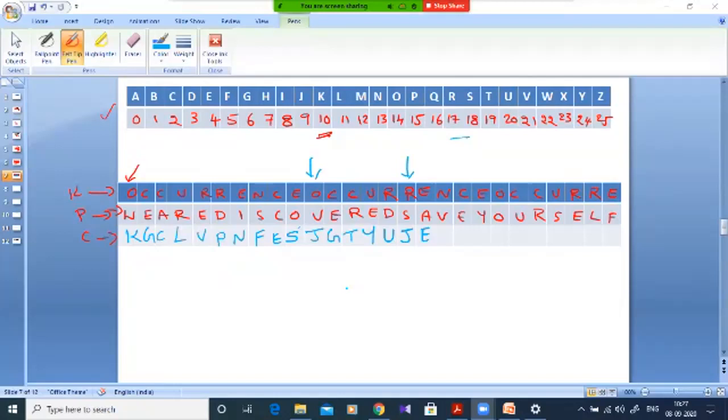Next, O and O. C. 28 C means 2. Now for Y, we are getting a C. For O also, we are getting C. Next, for C and U. W. Correct? 22. Yeah. Next, CR. T. Already we know, right? CR gives T.